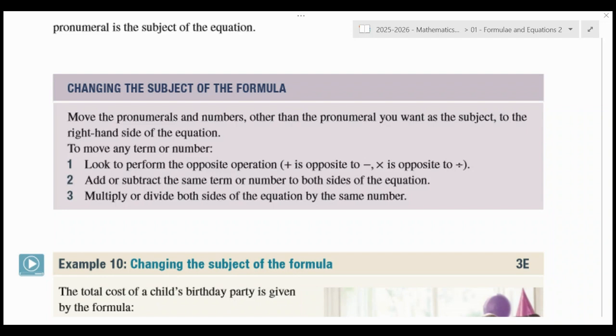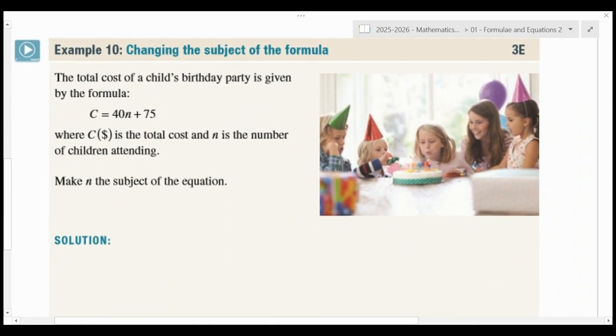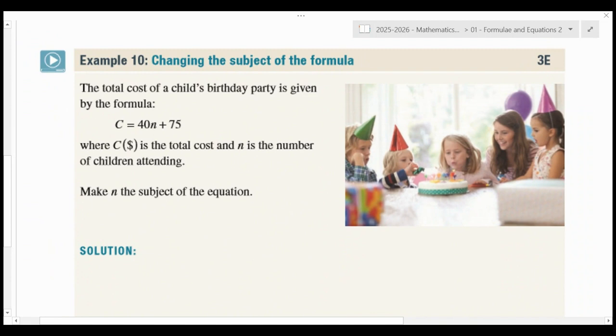Let's have a look at example 10. Changing the subject of the formula. The total cost of a child's birthday party is given by the formula C equals 40n plus 75. These are a pretty common situation where it goes the total cost equals 40 times the number of people plus 75 bucks. $75 could be the hiring of the hall. So anyway, where C is the total cost and N is the number. So what they want us to do is make N the subject of the equation.